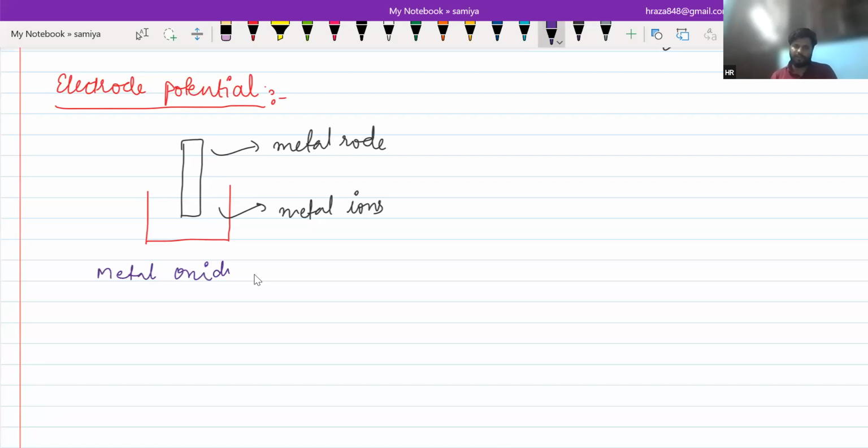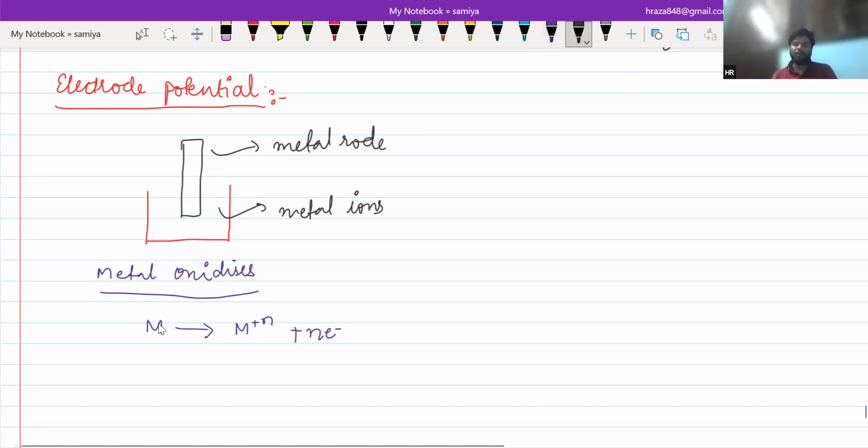There will be two cases only. One is the metal oxidizes and another is the metal is reduced. So if the metal is oxidized into M plus n, that means it lost n electrons. So n electrons will be here. And now I'm going to define what is electrode potential.